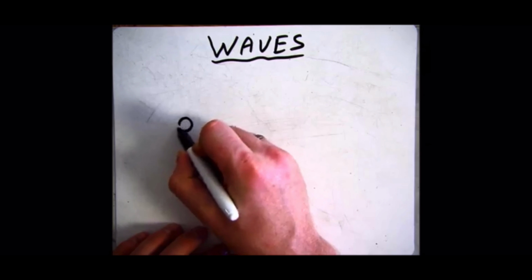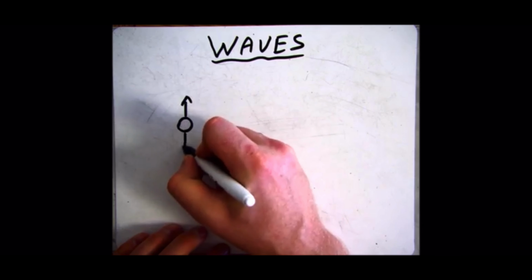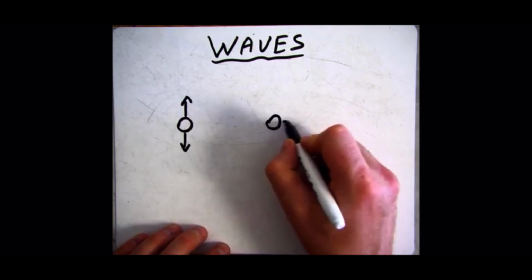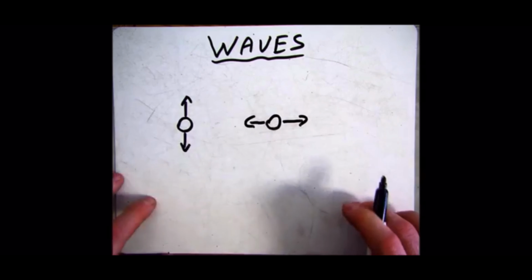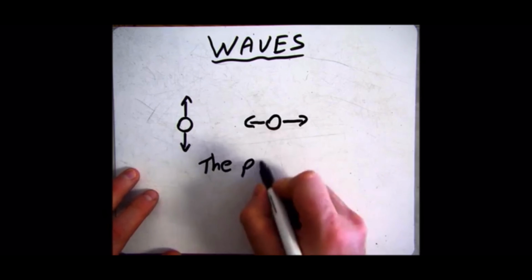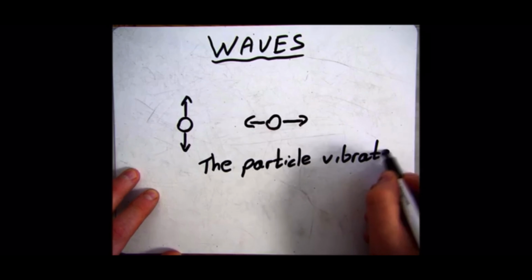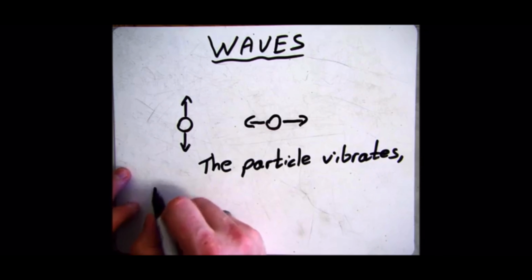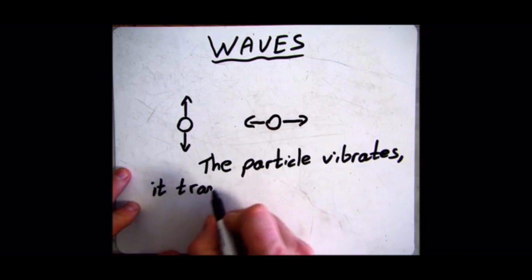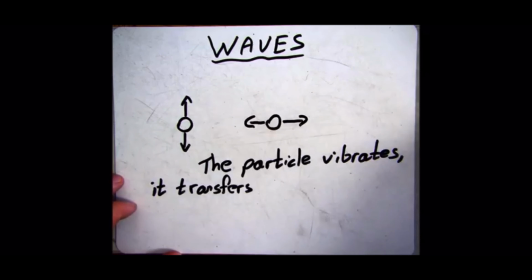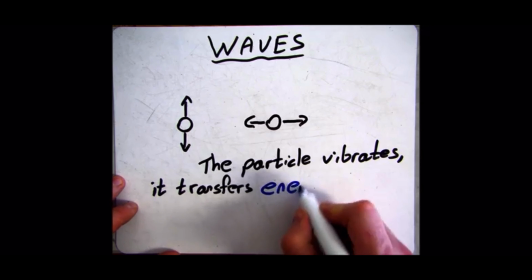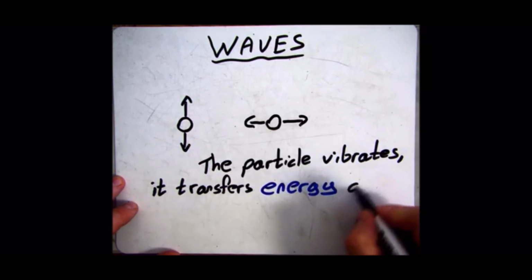As the wave moves through the material, the particles vibrate. They might vibrate perpendicular to the motion, they might vibrate parallel to the motion. But as the particles vibrate, they transfer energy and information to the particles next to them. These in turn pass them to the particles next to them. In this way, energy and information is transferred by the wave.